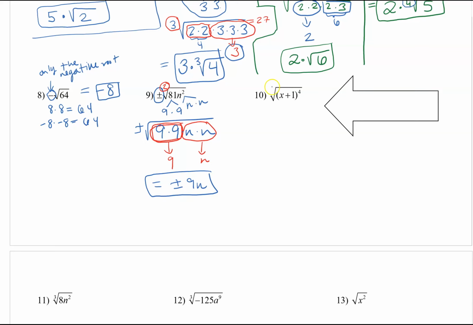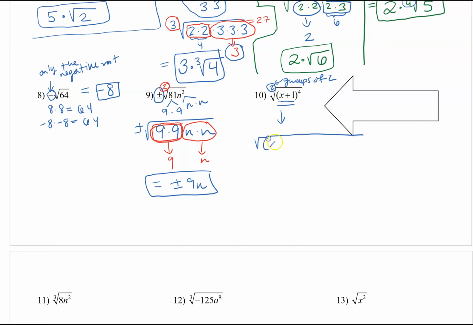Now this one here, again, there's no index, so we understand it's an index of 2. So remember, we're looking for groups of 2, or we're looking for perfect squares. This is a binomial factor, so remember the x plus 1 has to stay together. I can't split it up. So I'm going to think of it like this.